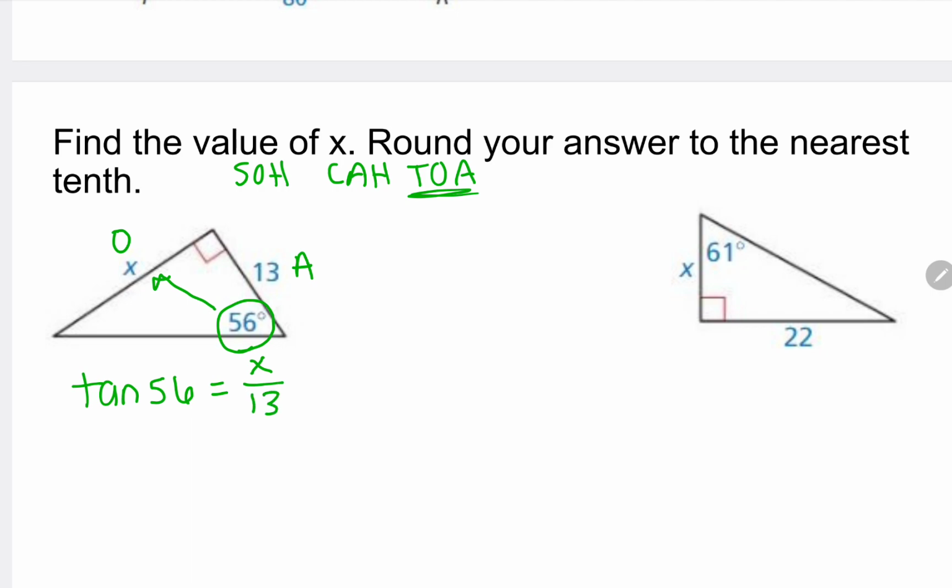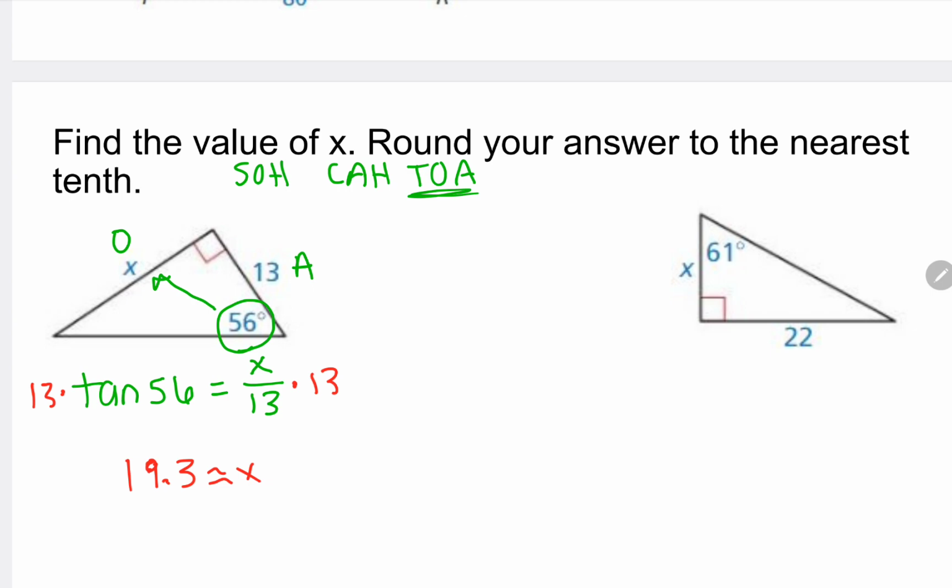Now we're going to solve this problem just like we would solve any algebra problem. If I'm trying to get x by itself, to get rid of the 13, I'm going to multiply both sides of the equation by 13. So in your calculator, you're going to take 13 times tangent of 56, and we'll get about 19.3. So that missing side length is 19.3.